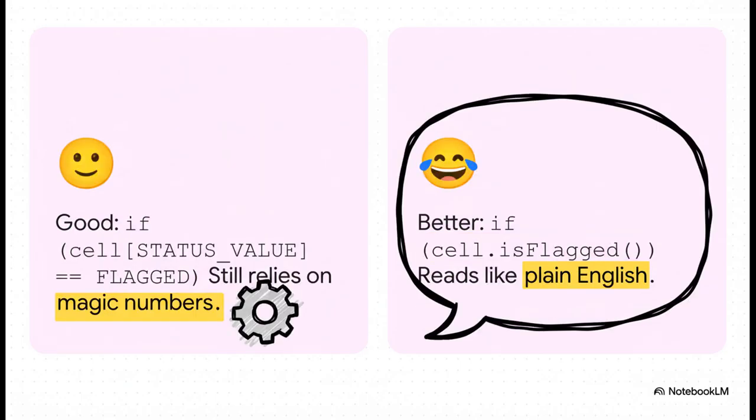But wait, we can take this one step further. Instead of this kind of vague integer array representing a cell, what if we created a proper cell class? Now the code gets even simpler. We can just ask the cell directly, cell.isFlagged. See what happened? All those messy implementation details are now hidden away, and the code reads just like a simple sentence. That, my friends, is the power of combining good names with good design.